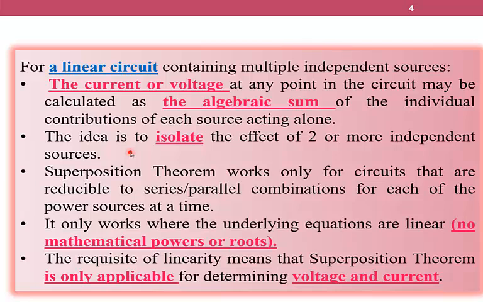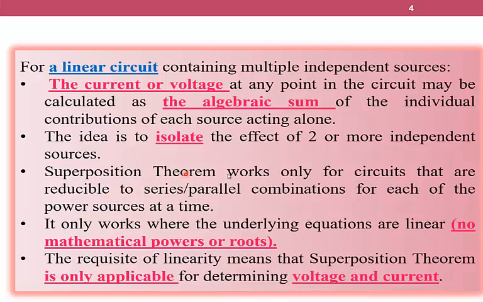After that, we are going to get the algebraic sum of these voltages. For example, V total will be equal to V1 plus V2 plus V3. Noting that V1 is a voltage that is resulting from the first independent source, V2 is a voltage that we have got from the second independent source, and V3 is a voltage that is coming from the third independent source.